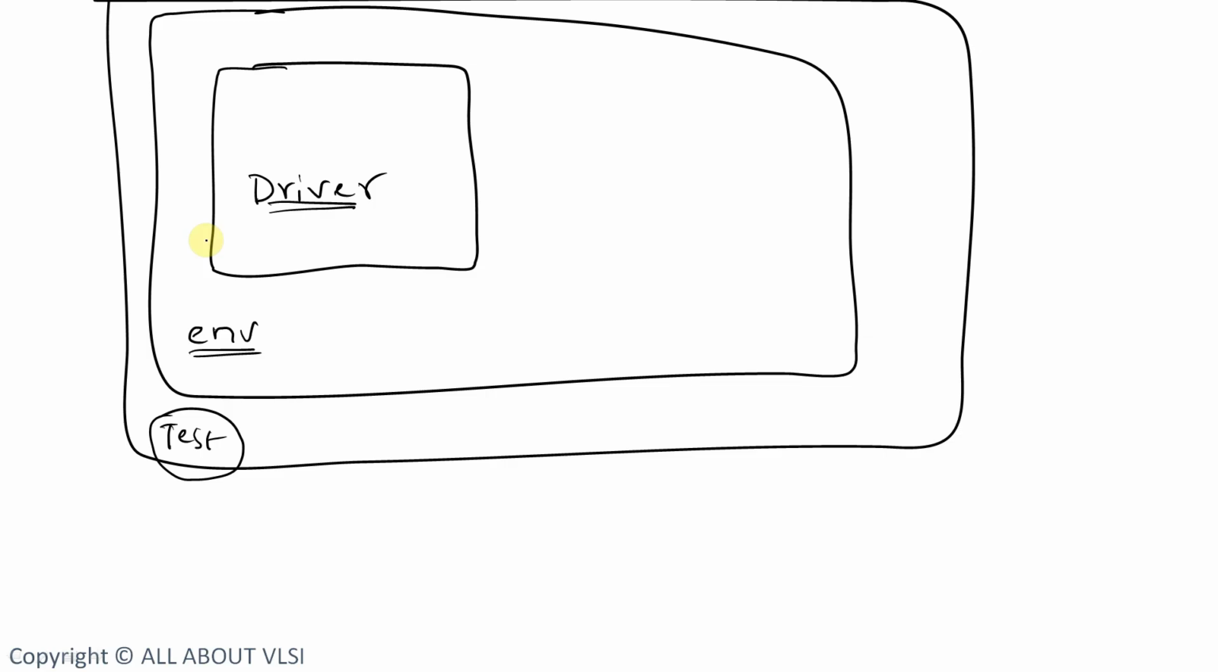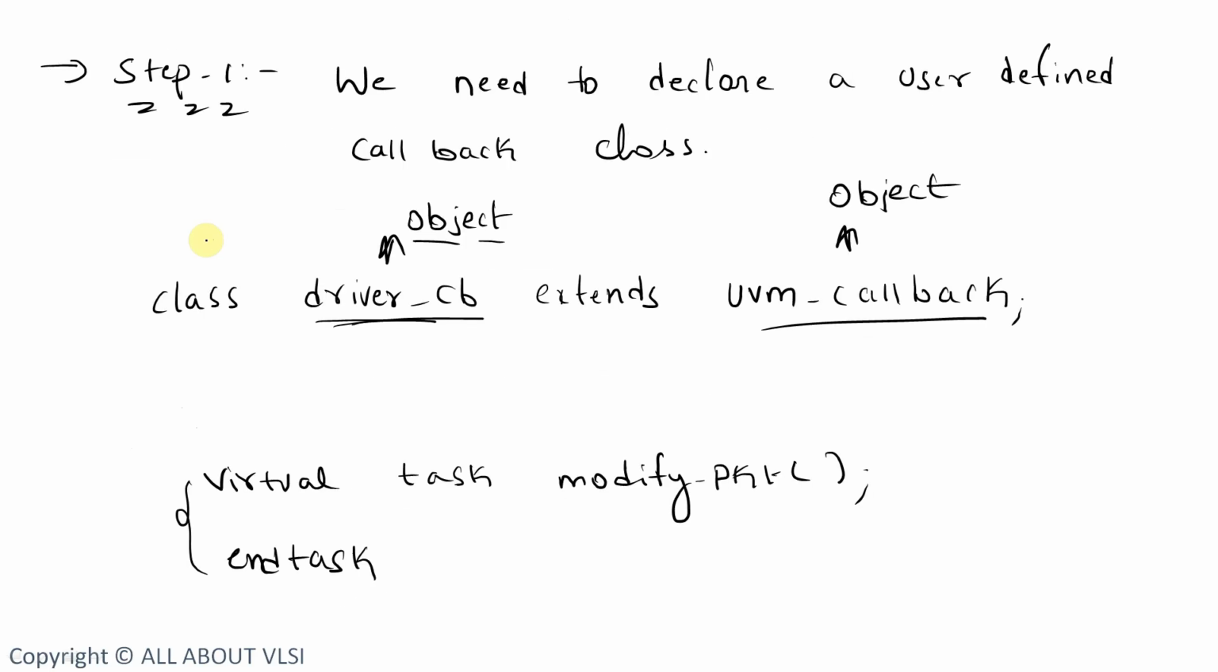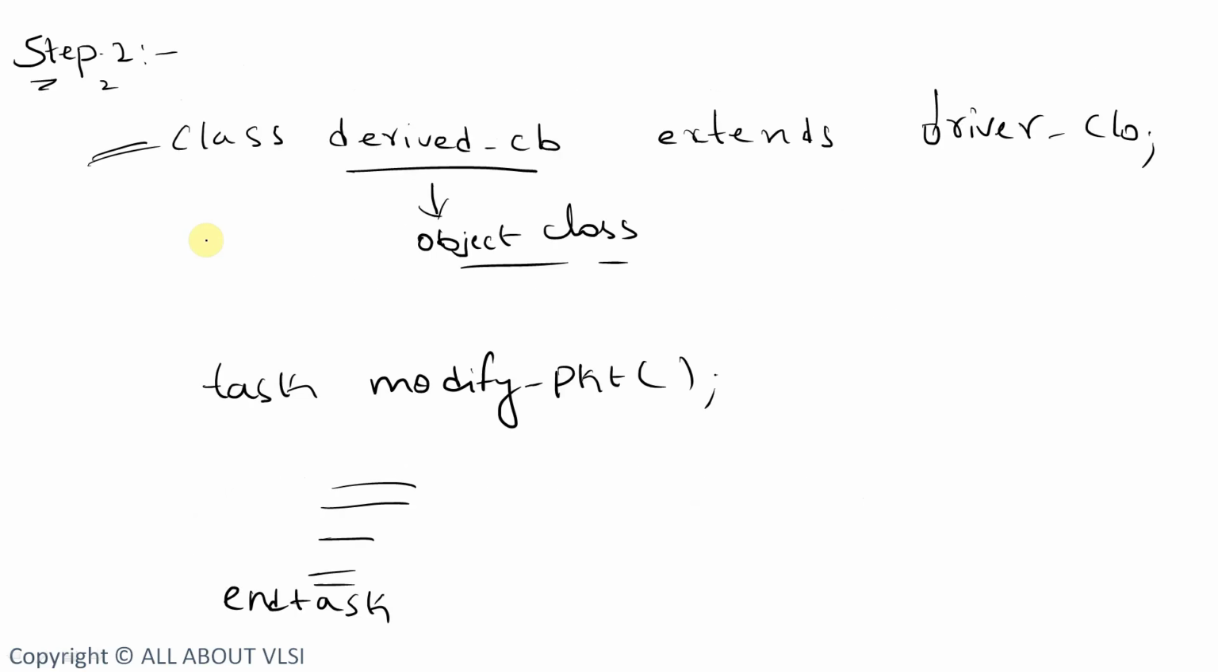Now if I want to achieve this mechanism, first of all, I need to create a user defined class which is extending from UVM callback, and in that class, I need to declare a callback method without any body. And we need to derive one more class, that is derived_cb, and there, whatever modifications you want to make in the driver, you can write down in this class.